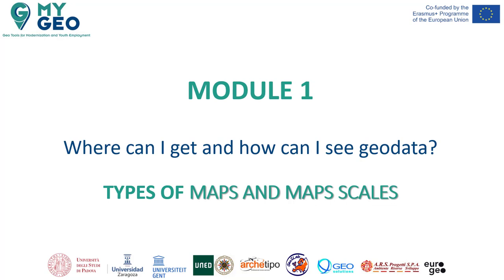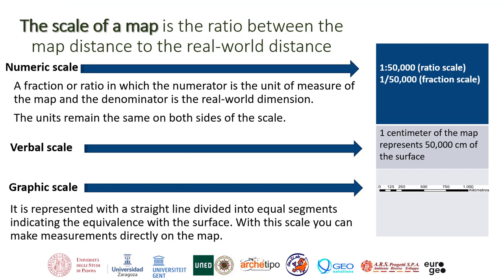Module 1. Where can I get and how can I see geodata? Types of maps and map scales. The scale of a map is the ratio between the map distance and the real-world distance.